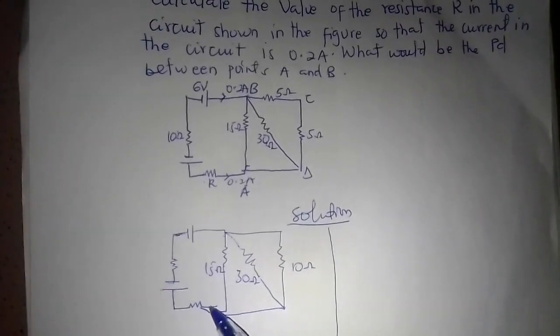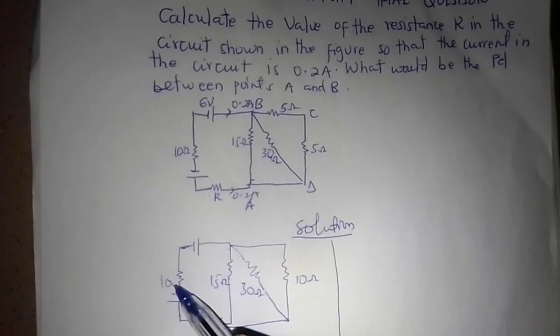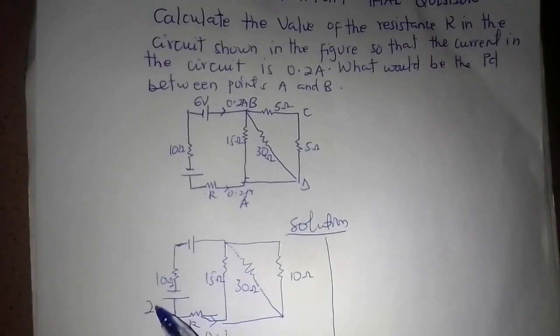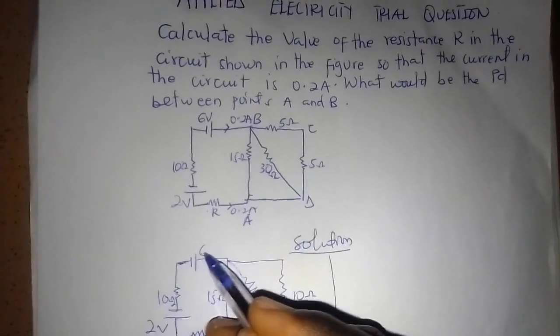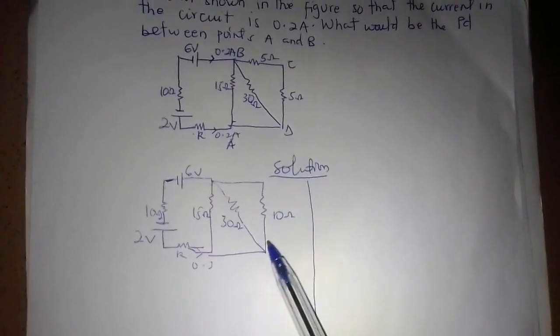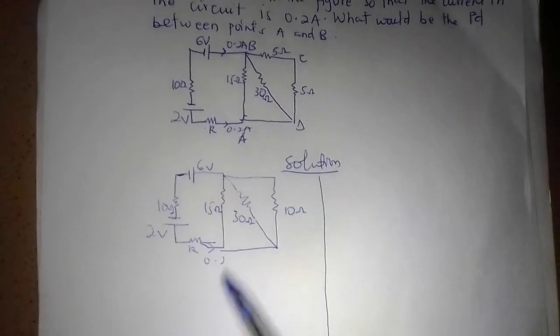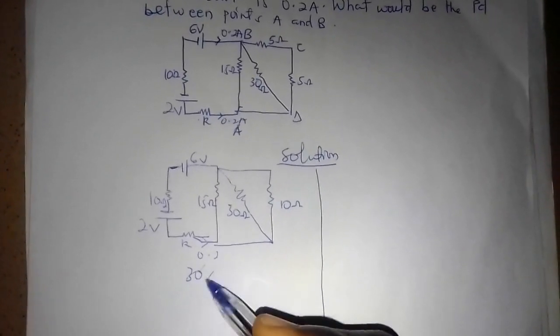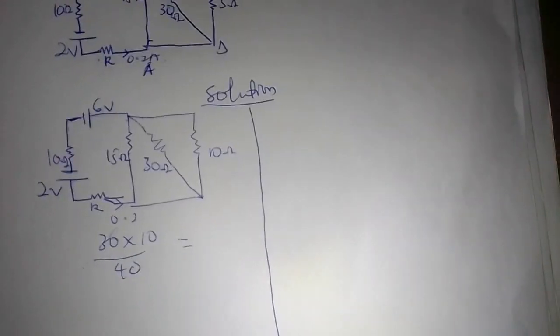So I'm having my total current here, which is 0.2. Here is still R. Then you have my 10 ohm here. Then I forgot, here is my 2 volts. At this point, I'm going to have my 6 volts here. So still reducing, I'm going to have this 30 and this 10 being in parallel because I can go through them without passing through any other circuit elements. That is going to give me 30 times 10 over 40, that is 300 out of 40, and that would give me 7.5 ohm.